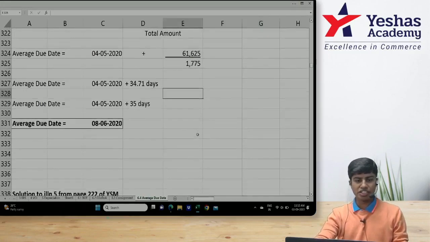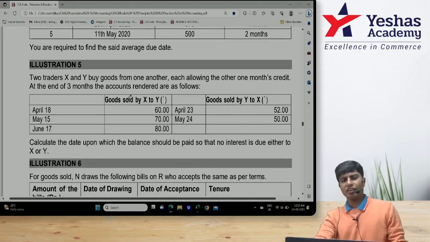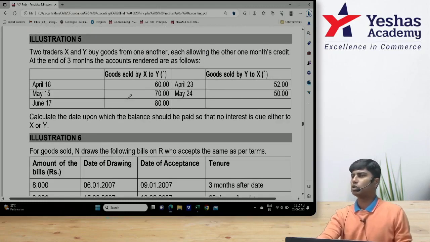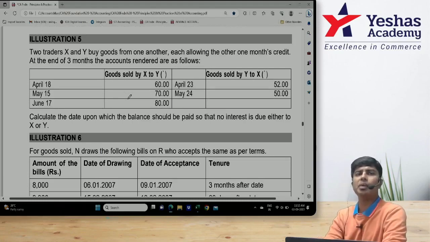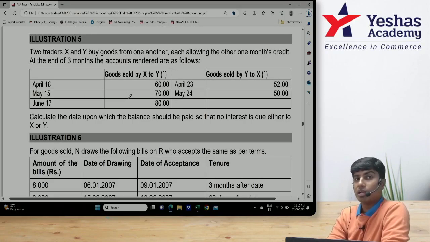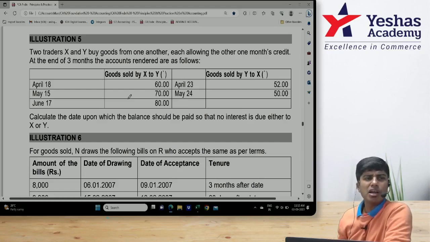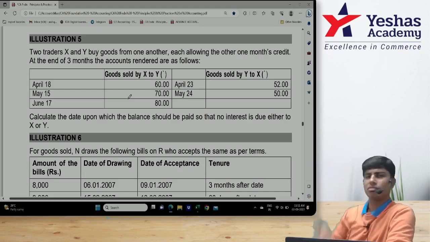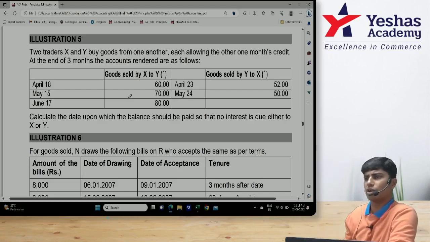Let's now go to illustration number 5. This is a little different. Till now, one person was supposed to pay and the other person was supposed to receive. We only had bills receivable or we only had bills payable. Here there are both. There is amount receivable as well as amount payable. Then what do we do? Very simple. Amount receivable will be plus. Amount payable will be written as minus. Rest everything is the same. Find the period similarly, find the product similarly, take the total and then apply the formula.